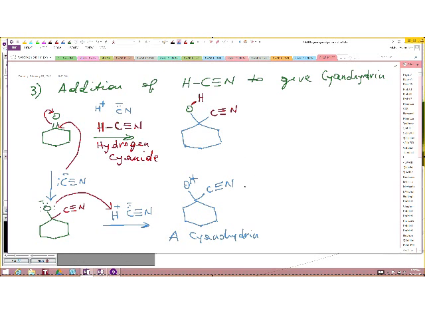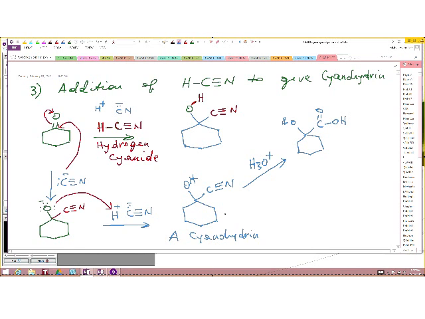For example, you could take this and use fairly mild dilute acid to hydrolyze the nitrile to a carboxylic acid. So this is a very nice way of going from a ketone to a carboxylic acid.